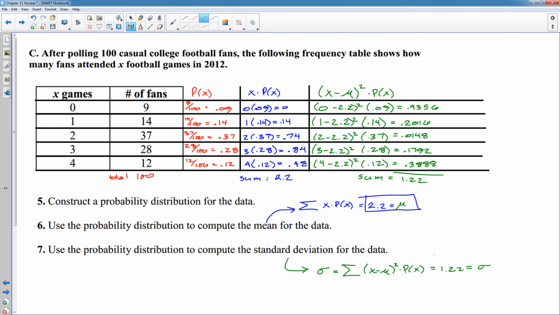So there's sigma. Good? So that is your probability distribution, and using that to compute mean and standard deviation.